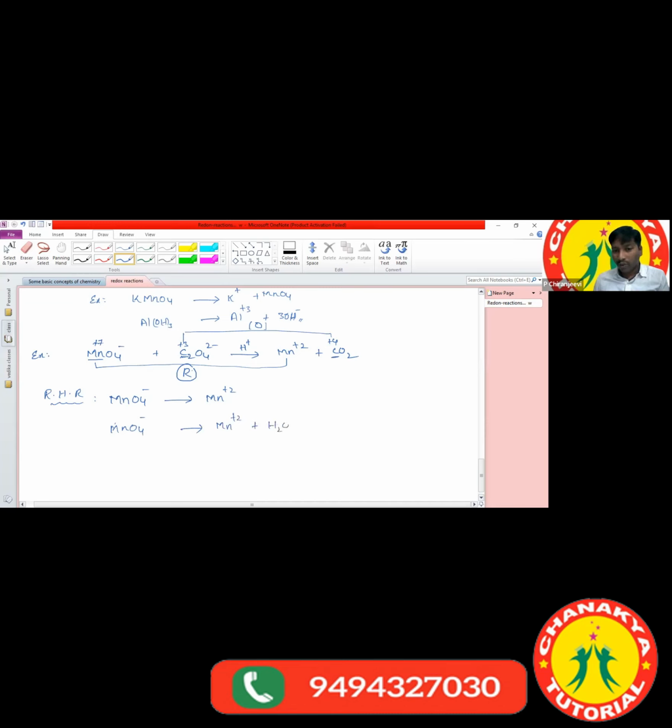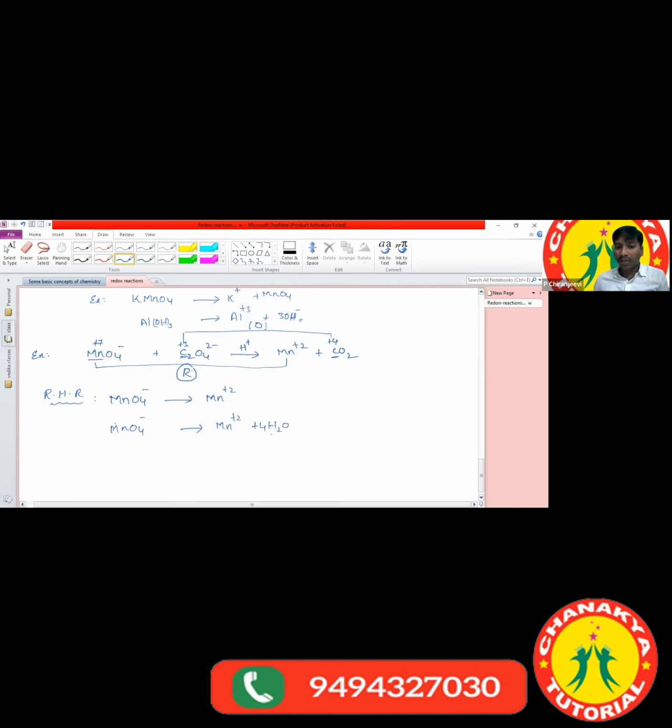That means H2O. How many are there? 4 are there. Hence we can write 4H2O. Once you check, are the number of oxygens balanced on the right hand side and left hand side? Both sides it is balanced. So next, in the second step, we have to balance the number of hydrogens.